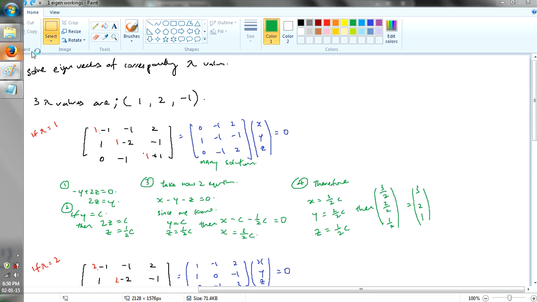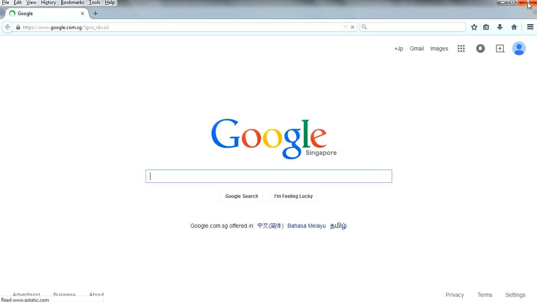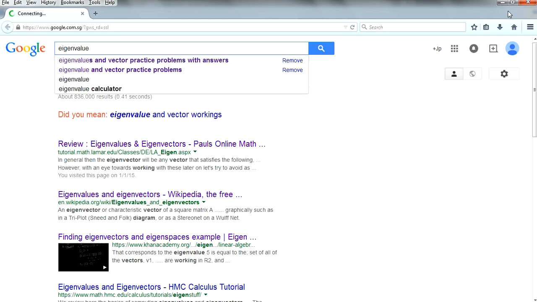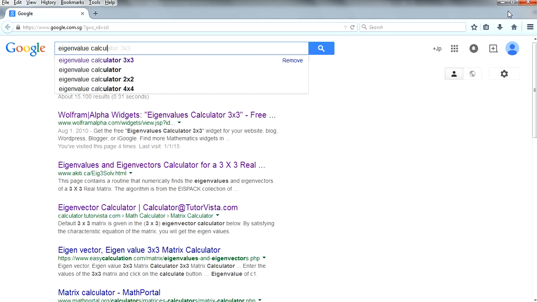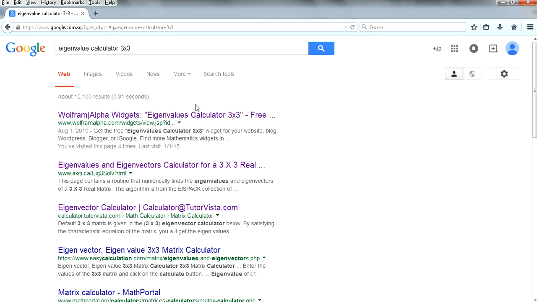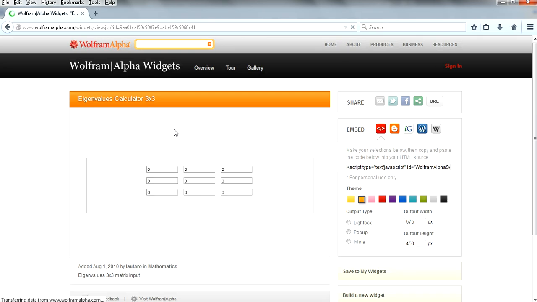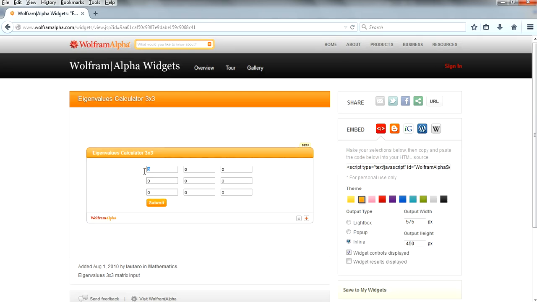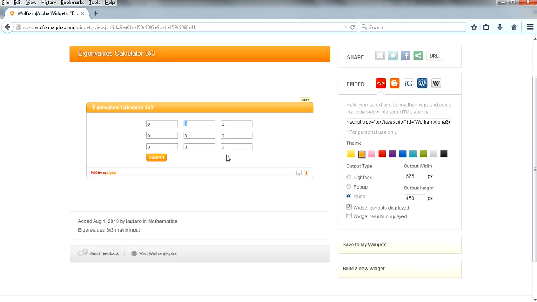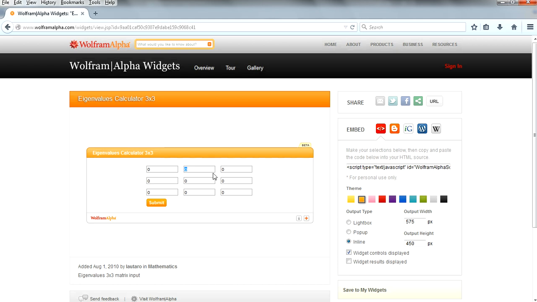So if you were to go to Wolfram, maybe you can type eigenvalue calculator 3 times 3, and you'll get your values. Just plug in all your stuff, and then you'll get your values. It's the same. So if you want to practice and you want to know whether your answer is correct, you just put it over here.